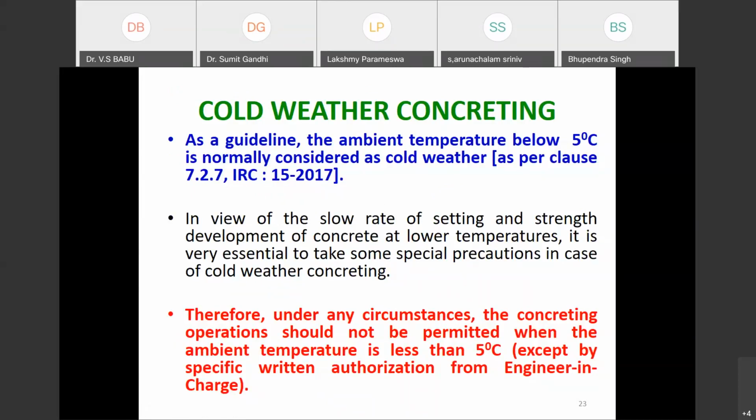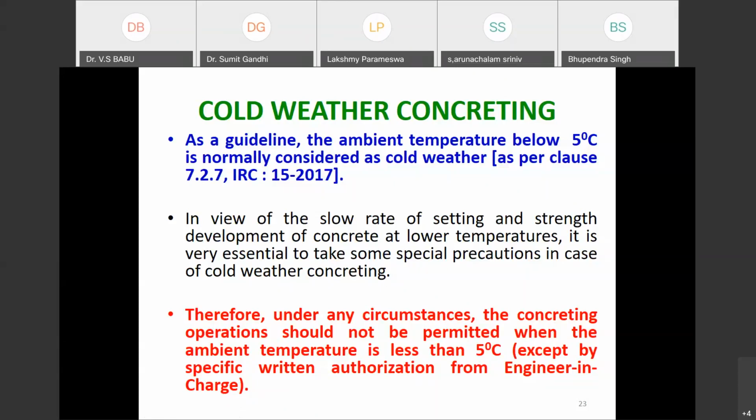Next, in view of the slow rate of setting and strength development of concrete at low temperatures, it is essential to take some precautionary measures in cold weather. Do you know the maturity concept? Generally, high temperature will increase the concrete temperature. The maturity concept is nothing but time into temperature. But in cold weather, the problem is setting and strength development.